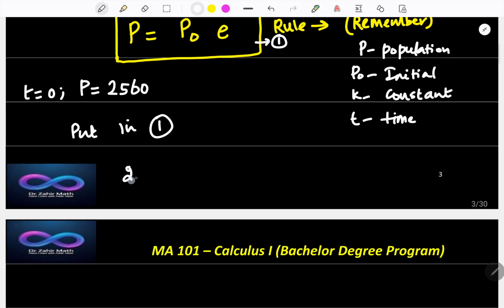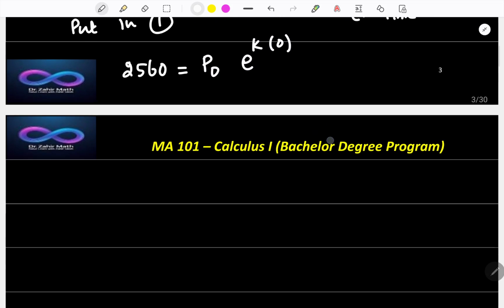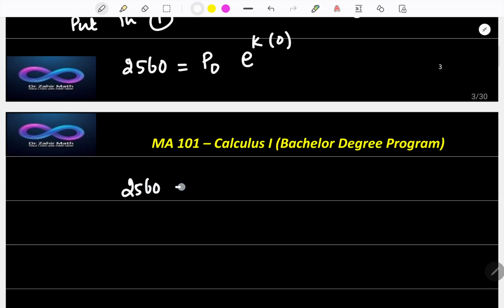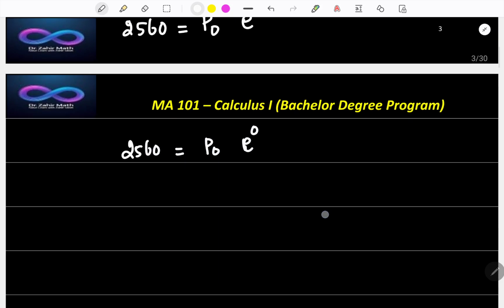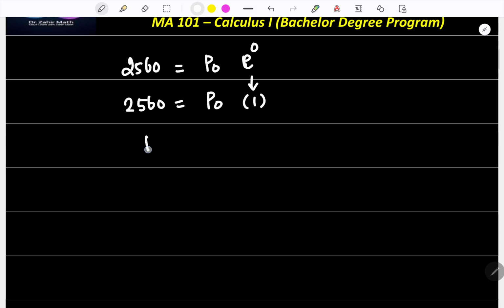If I put this one, the population 2560 is equal to P naught, which we don't know, e power k into T equal to 0. So 2560 is equal to P naught e power k times 0. E power 0 is what? 1. So your P naught is equal to 2560. Clear, all of you? So you got the value of P naught.